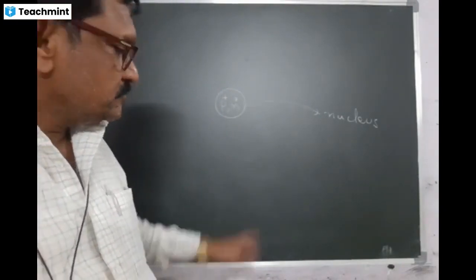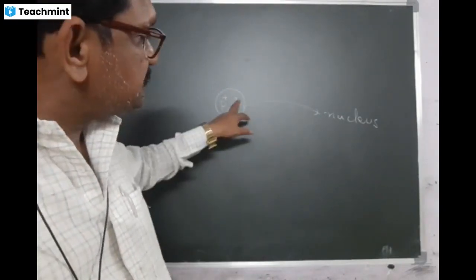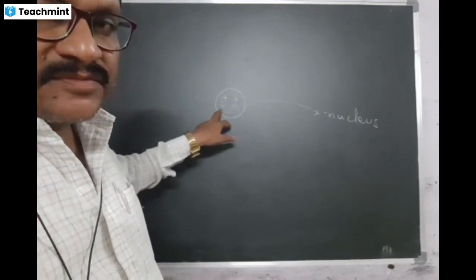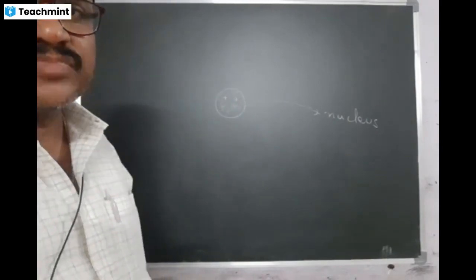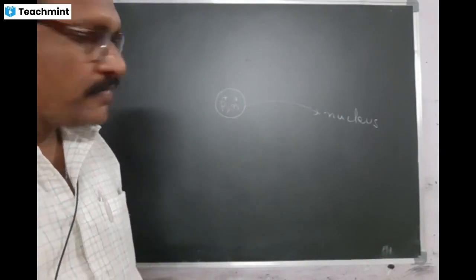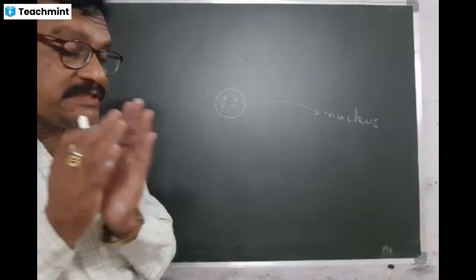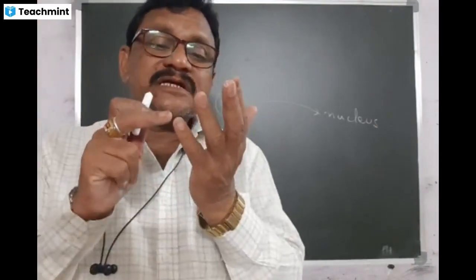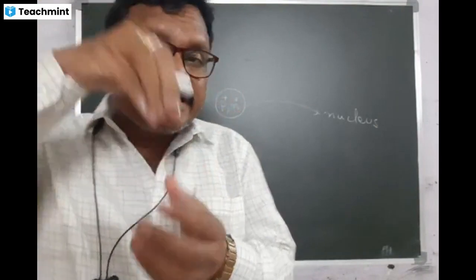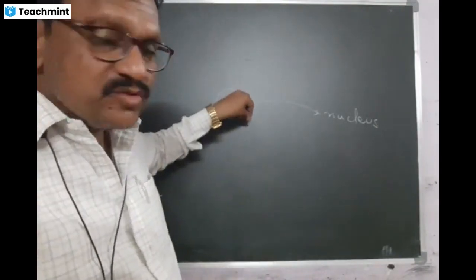It has no charge. That's why I represented it as N0. N0 means no charge. P plus means positive charge. Do you understand this? That means simply that protons and neutrons are the subatomic particles which are present in the nucleus.